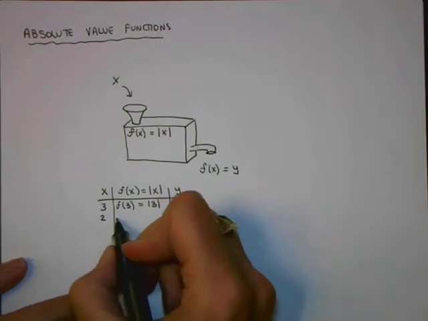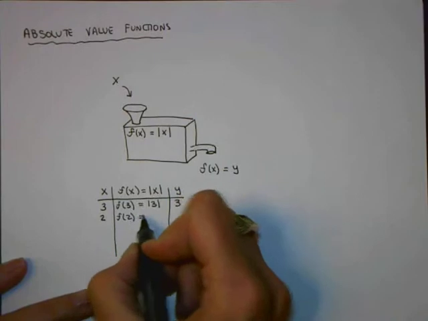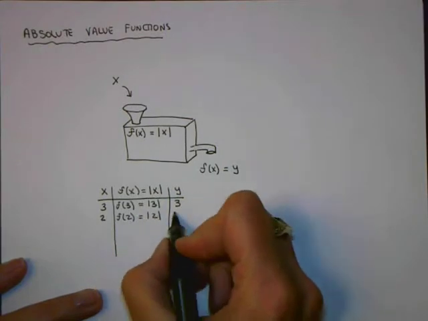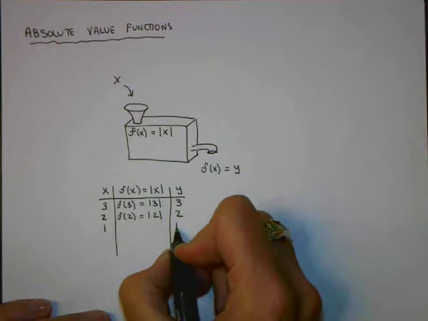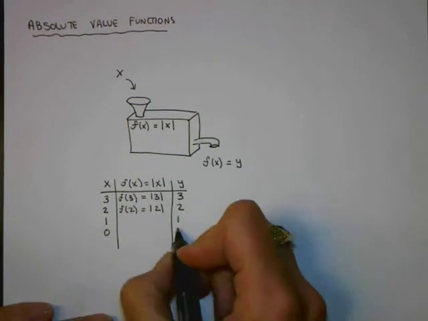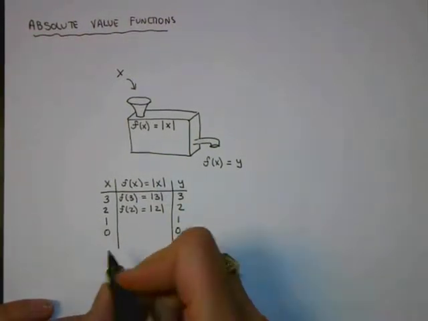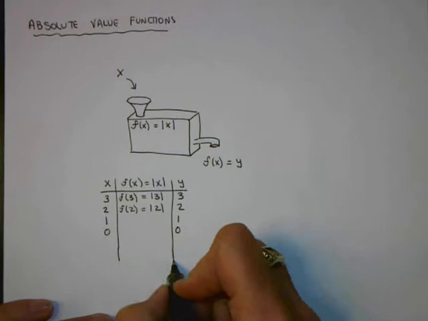When I put in a 2, the value of the function when the input is 2 is the absolute value of 2, which is just 2. We're starting to see the pattern here. When I put in a 1, I get out a 1. When I put in a 0, I get out a 0. Things change a little bit when I start to put in negative numbers.